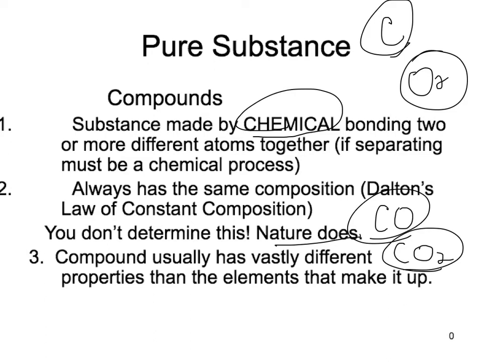The other thing that's super important is that compounds usually have very different properties than the elements that make it up. So I'll give you just a quick example here. Sodium and chlorine. Notice I make the diatomics when they're alone diatomics.